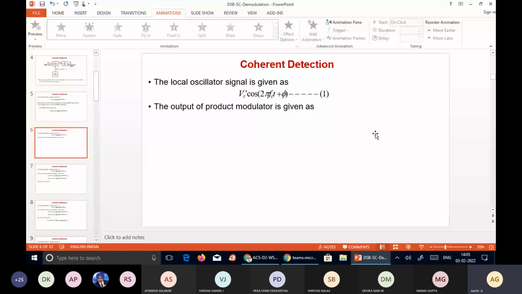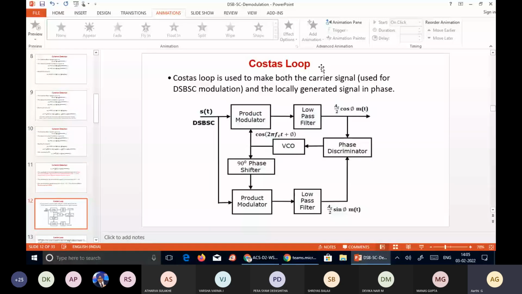So the next method is called Costas loop. In this method we are going to match the phase of both the signals, that is the carrier signal at the transmitter side and at the receiver side. The phase difference is going to be 0. So we are going to correct the phase errors in the system by using a voltage control oscillator.